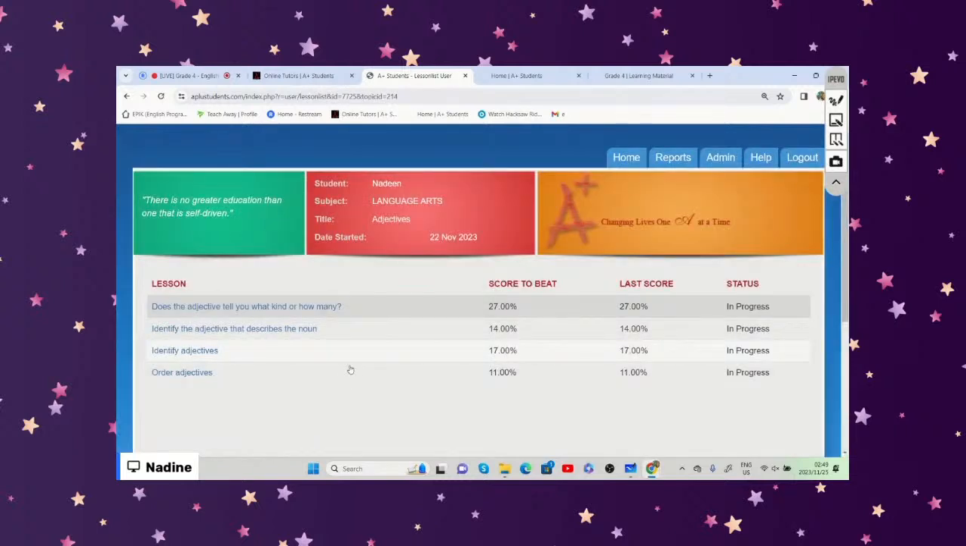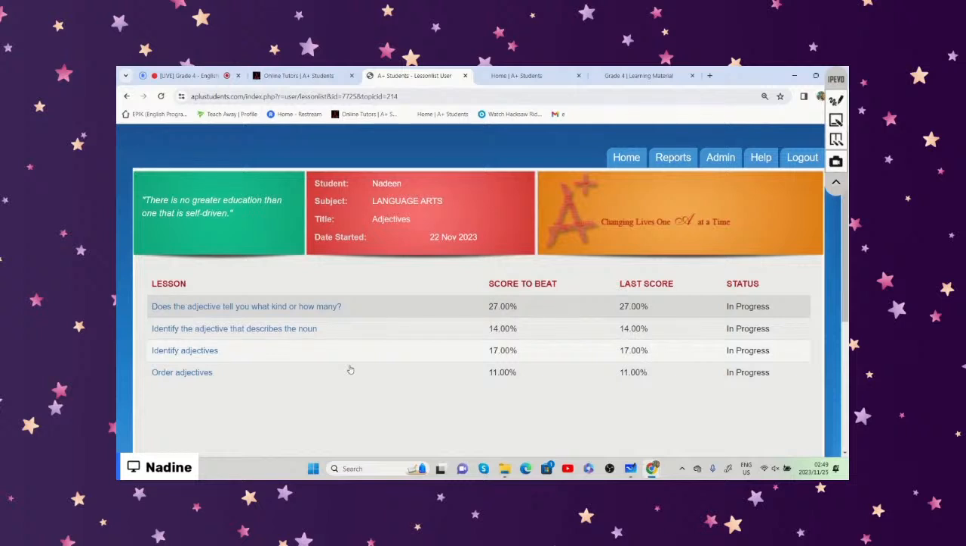All right, so that is basically the end of our lesson on adjectives. We had to identify adjectives, and when we identify adjectives, we ask ourselves what kind of noun, or how many of that noun. That is when we identify an adjective. And remember, we said an adjective tells us more about the noun, it describes the noun, or it modifies the noun. But in all essence, it basically tells us more about the noun.